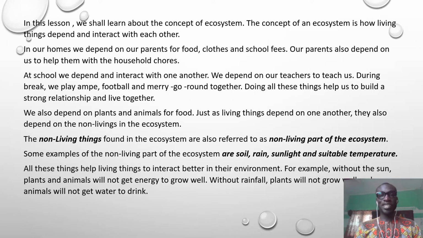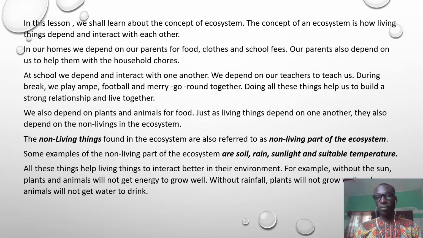So in this lesson, we shall learn about the concept of ecosystem. The concept of an ecosystem is how living things depend and interact with each other. In our homes, we depend on our parents for food, clothes, and school fees. We have a whole lot of things that we depend on our parents for. Our parents also depend on us to help them with their household chores.